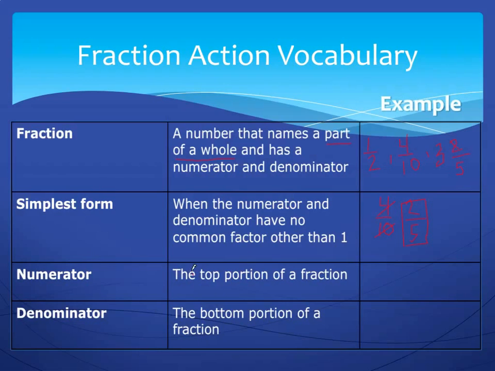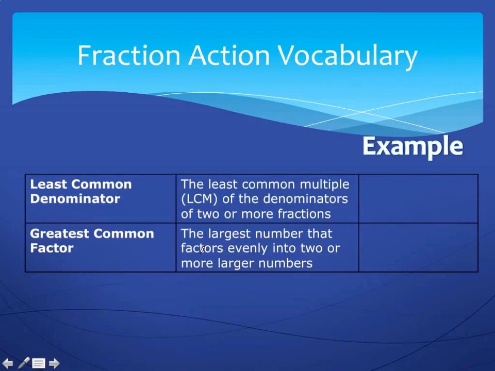Okay, the third and fourth terms you need to know are just numerator and denominator, and I'm sure you're pretty much aware of those. You've heard those for several years. The numerator is the top portion of the fraction, and the denominator is the bottom portion of the fraction. We have 2 more terms that you're going to need to know. The first is least common denominator, which is the least common multiple of the denominators of 2 or more fractions.